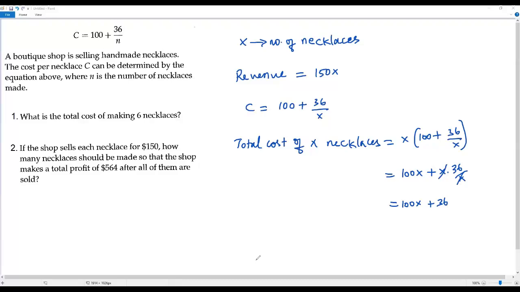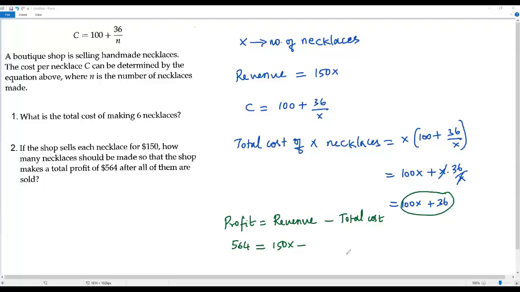Now let's write the equation for profit. I've written the equation for finding profit. That is profit equals revenue minus total cost. So the profit we already have in the question, that is $564, equals the revenue by selling x number of necklaces, the shop gets 150x, minus the total cost of making x necklaces, which is 100x plus 36. We can plug in over here.